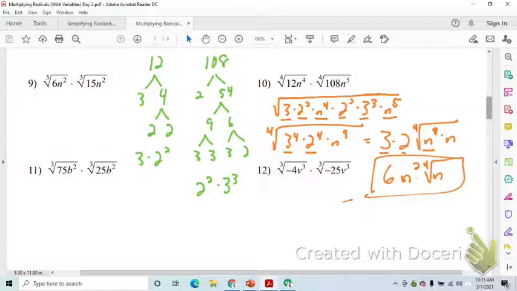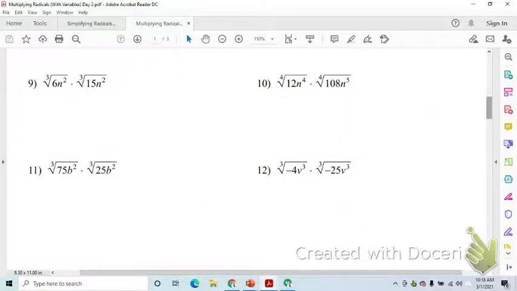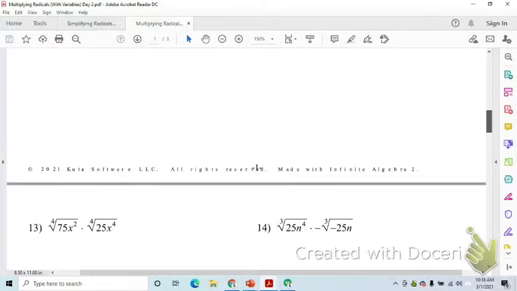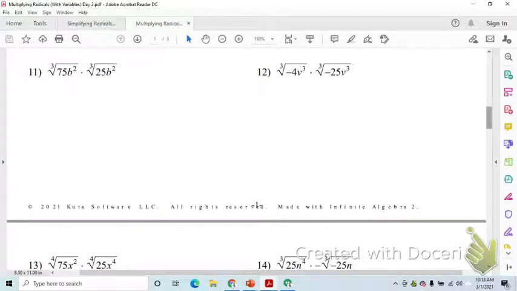All right, let me go ahead and move on. So let me go ahead and tackle, I use that word figuratively, number 11. All right, so let's do this whole thing here.